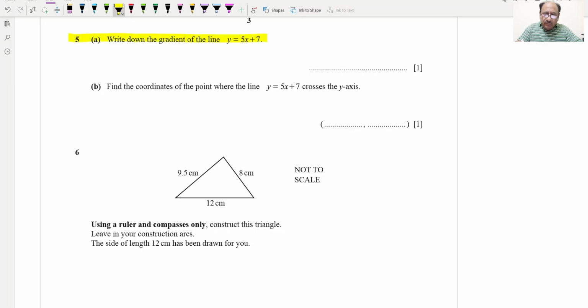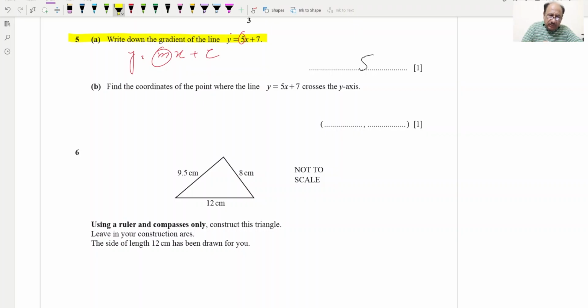Now we can move to question number 5, and question number 5 says write down the gradient of the line y is equal to 5x plus c. We know y is equal to mx plus c is the equation of a line in slope intercept form. So this is the slope, which in this case is 5, so we can write the slope as 5.